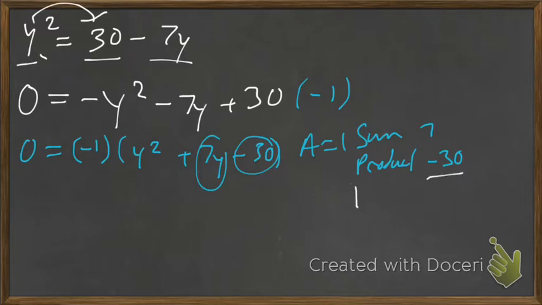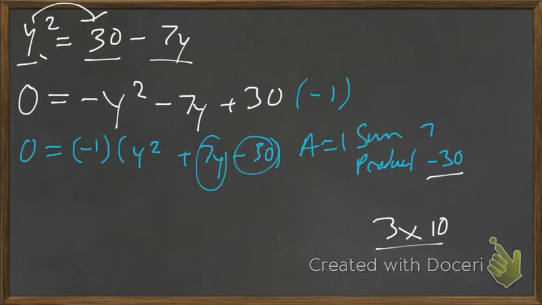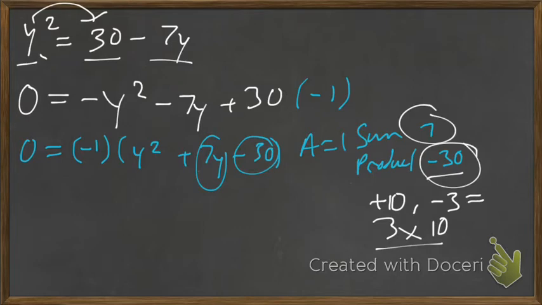So we need to think of two values that work out here. If we look at 30: 1 multiplied by 30, 2 multiplied by 15, 3 multiplied by 10, and 5 multiplied by 6. Pretty sure the first ones are not going to work. So we've got 3 and 10. Now we need to get positive 7 and negative 30. Positive 7 is probably going to mean positive 10 and negative 3. If you add those together, you do get positive 7. If you multiply them together, you do get negative 30. So I'm fairly certain those are my two values.